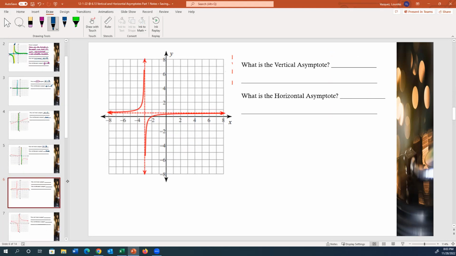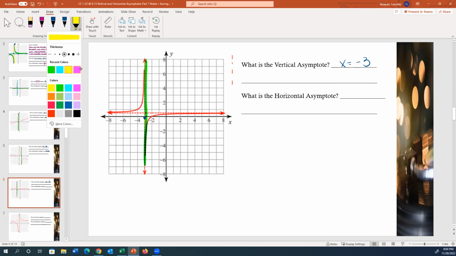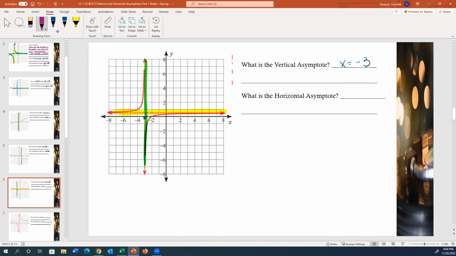All right. This one has two, so we have a vertical one, and that one touches the x-axis at -3. So this is going to be x equals -3. And then we're going to look at the horizontal one, which is right here. And that one touches the y at right about there. It looks like it's between 0 and 1, so 0.5. y is equal to 0.5.